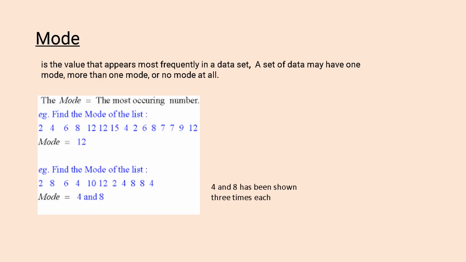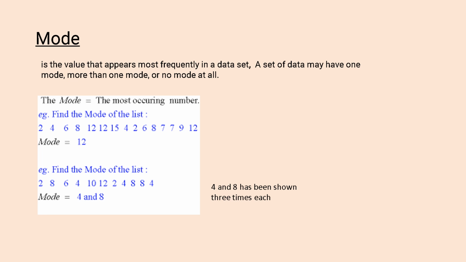The third one is mode. Mode is the value that appears most frequently in a dataset. A set of data may have one mode, more than one mode, or no mode at all. Here in our first example, we have 2, 4, 6, 8, 12, 12, 15, 4, 2, 6, 8, 7, 7, 9, 12. As you can see, 7 is also repeated twice, but 12 is repeated 3 times, so our mode is going to be 12 and not 7.